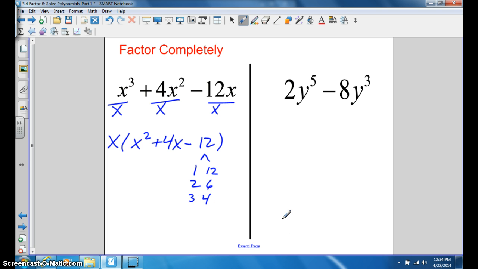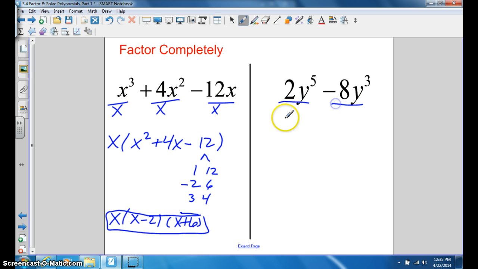We need two numbers that are going to add up to positive 4 and multiply to a negative 12. Well, that's a negative 2 and a positive 6. So it's going to factor to x minus 2 and x plus 6. And then that's the furthest we can factor that.